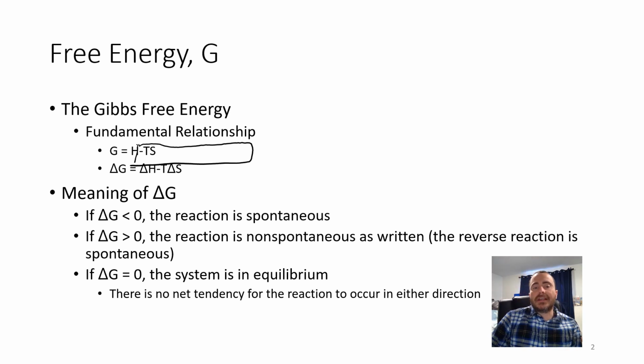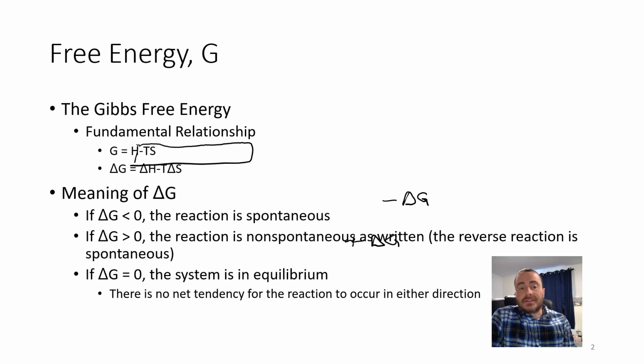If delta G is less than 0, which another way of saying that is if we have a negative delta G, then the reaction is spontaneous. If we have a positive delta G, right, or a delta G greater than 0, then our reaction is non-spontaneous, the way that it's written. All right, if we reverse a reaction that's spontaneous, it becomes non-spontaneous. If I reverse a reaction that is non-spontaneous, it becomes spontaneous.